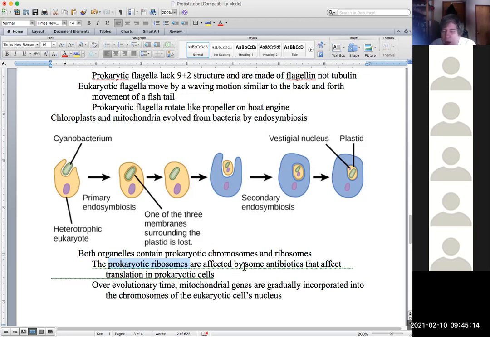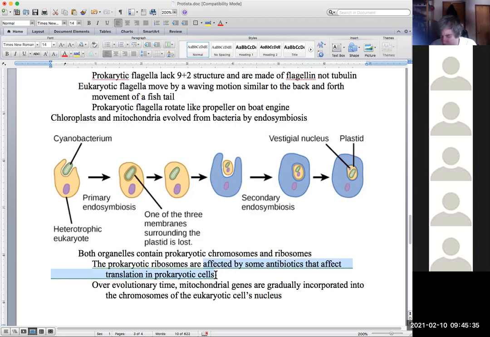Now remember, at the ribosome, there's a process called translation that occurs. And translation is when the ribosome reads the messenger RNA and uses that information to make protein. Well, translation can be stopped by some antibiotics.